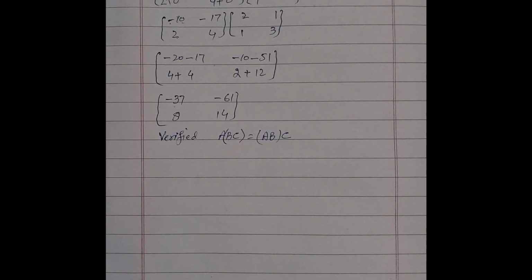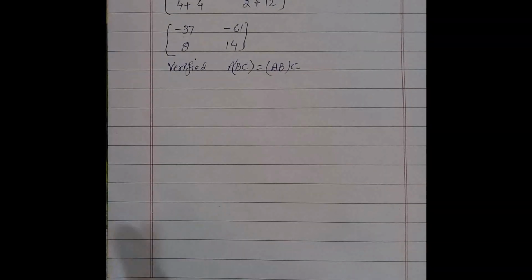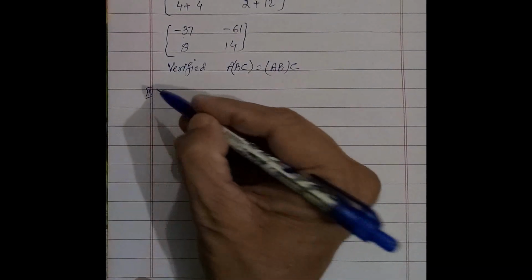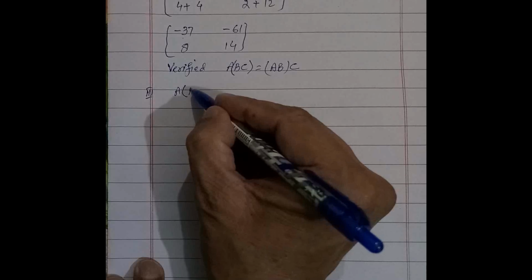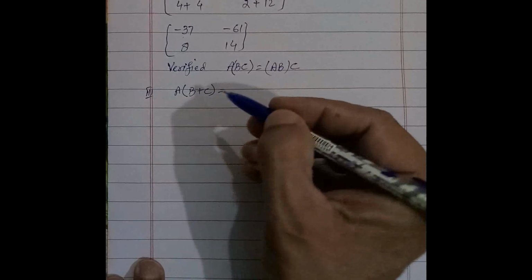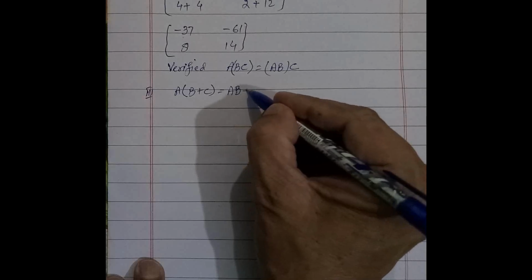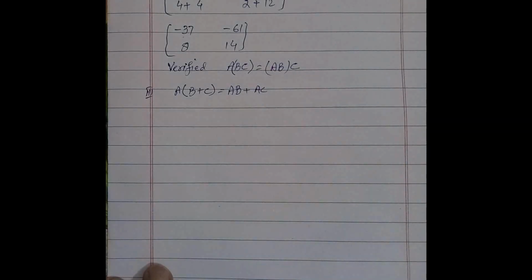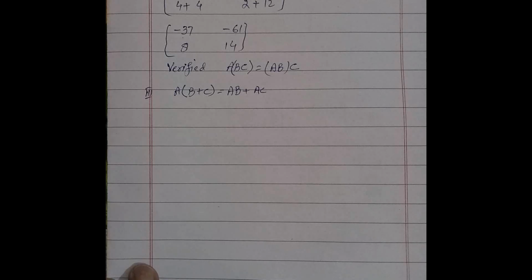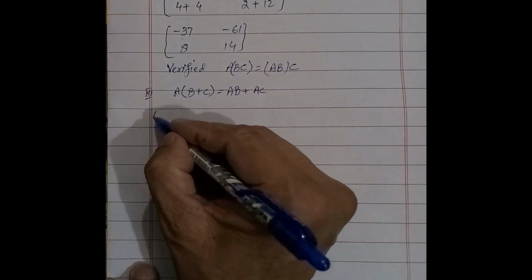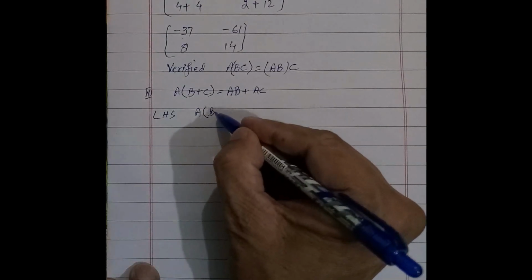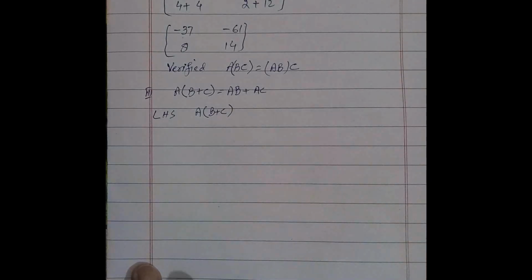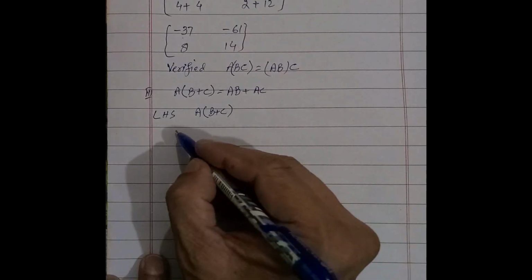And now we start the third part of question 5, which is A bracket B plus C is equal to AB plus AC. We solve first the left hand side, which is A bracket B plus C. Putting the values of A, B and C matrix, and then we solve.